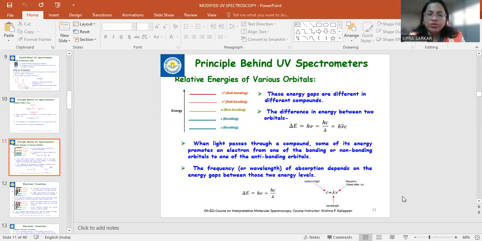The principle behind the UV spectrophotometer: relative energies of various orbitals. We know that electrons are revolving around different orbitals from the nucleus. So there are different types of bonding and anti-bonding orbitals. From the lowest, that is the sigma bonding.